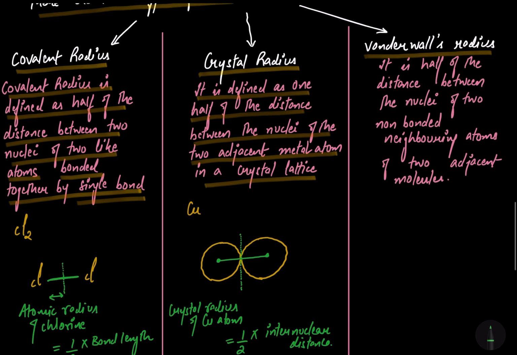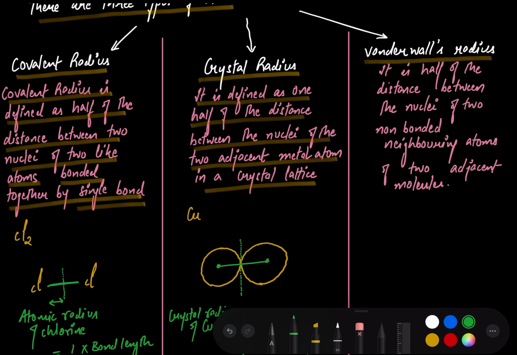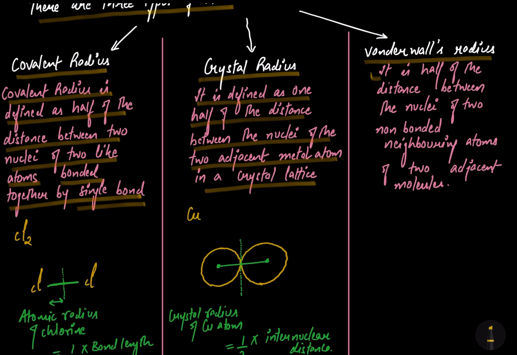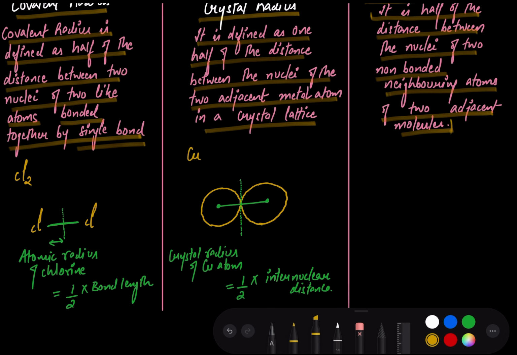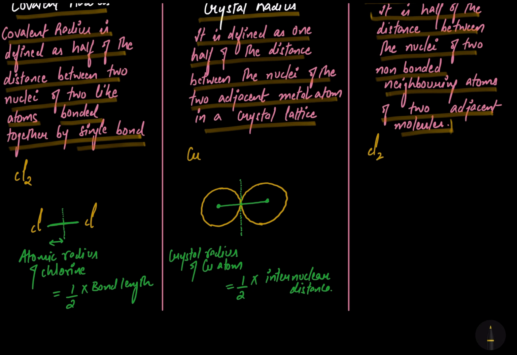Now let's talk about the van der Waals radius, the third one. Van der Waals radius, it is half of the distance between the nuclei of the two non-bonded neighboring atoms or molecules of two adjacent molecules. Now let me take an example. Now I'm going to evaluate the van der Waals radii of Cl2 gas.